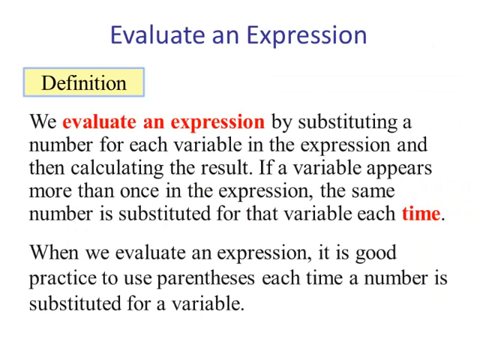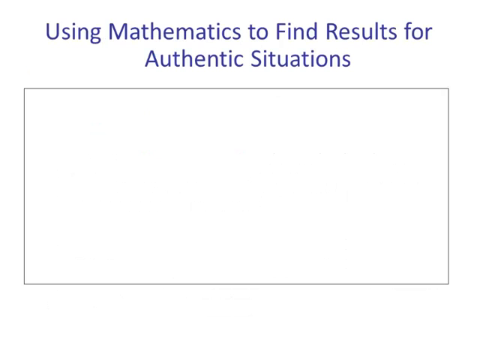We evaluate an expression by substituting the number for each variable in the expression and then calculating the result. If a variable appears more than once in the expression, the same number is substituted for that variable each time. When we evaluate an expression, it's good practice to use parentheses each time a number is substituted for a variable.